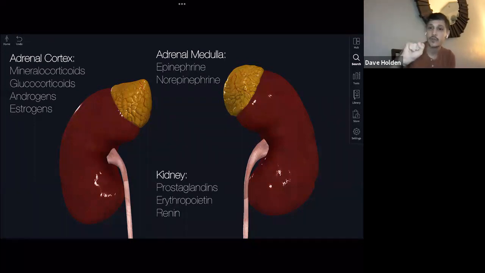The medulla, or the central portion, the meat part, is producing things like epinephrine and norepinephrine, which are more commonly known as adrenaline. And kidneys also have important endocrine functions. They're producing hormones like prostaglandins and erythropoietin, which is used to help maintain your red blood cell balance, as well as renin, which is used, again, for maintaining water balance.